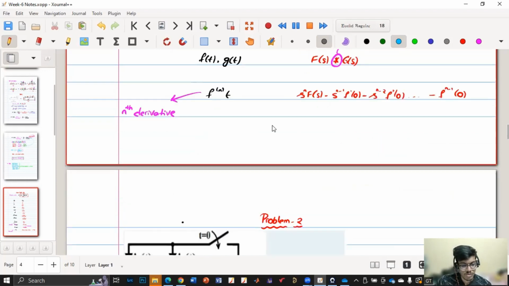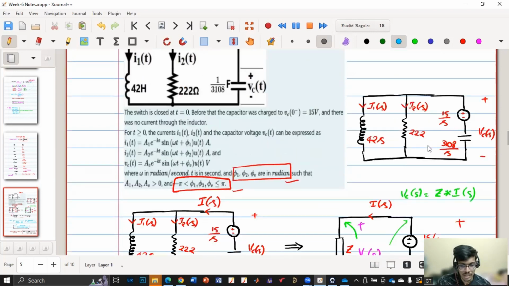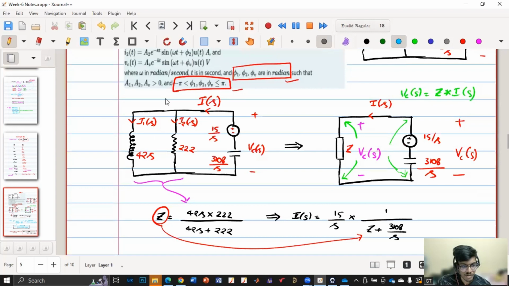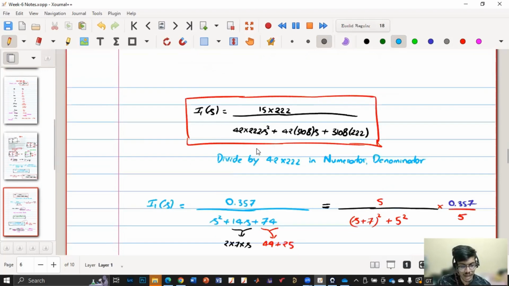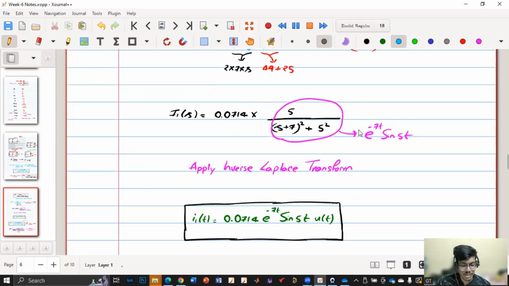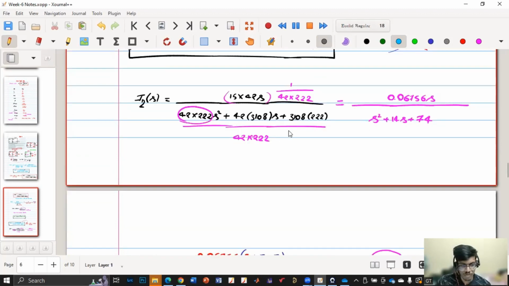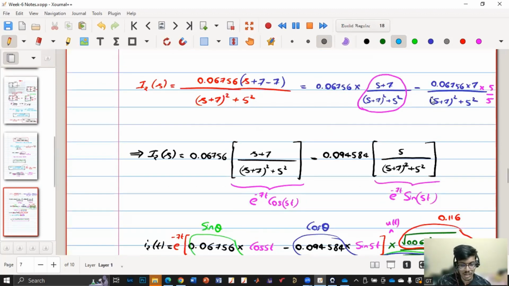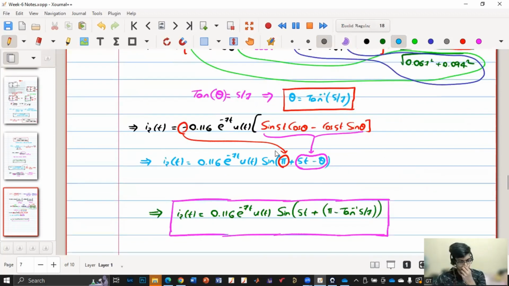I have written all those things so that you can look at this and solve any problem. For the first problem, we considered this kind of network with a capacitor having some initial condition. We replaced it and applied KVL. First, we simplified this network into this network. We applied KVL to get I of S. Then we calculated I1 of S, I2 of S, correlated with our table, and applied inverse Laplace transform to get I1 of t. Similarly I2 of t, but here I2 of t is a bit complicated. We did some mathematical manipulation to get I2 of t.